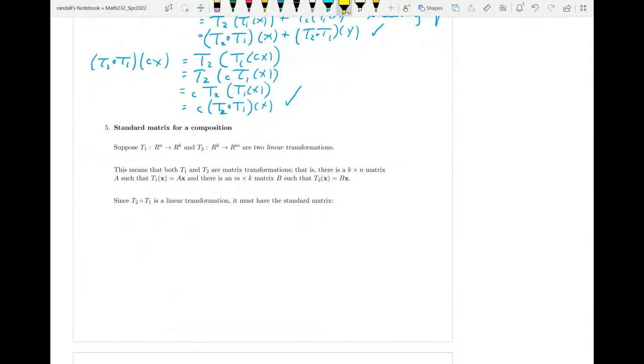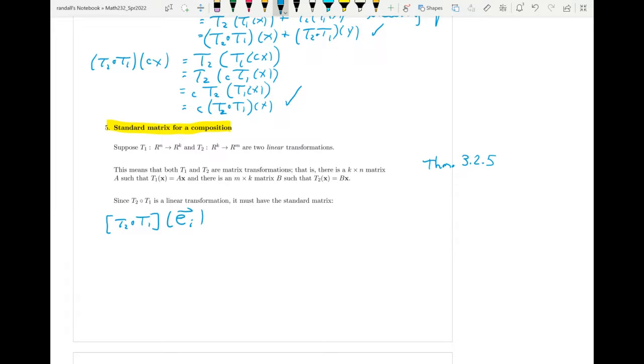So an important property then is, what is the standard matrix of a composition? How is it related to the two standard matrices? It must have a standard matrix. So let's go. Let's find out what it is. This is theorem 3.2.5, by the way. Let's compute the standard matrix. T2 composed with T1 acting on the ith standard vector. I'm using the definition of the standard matrix.